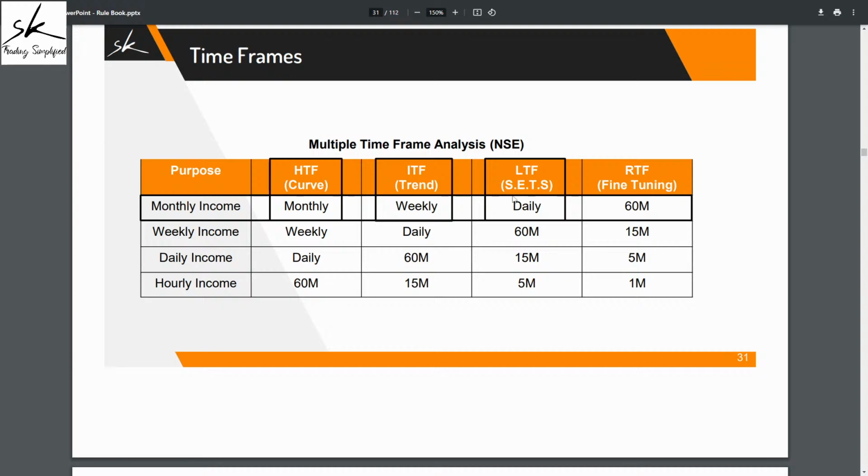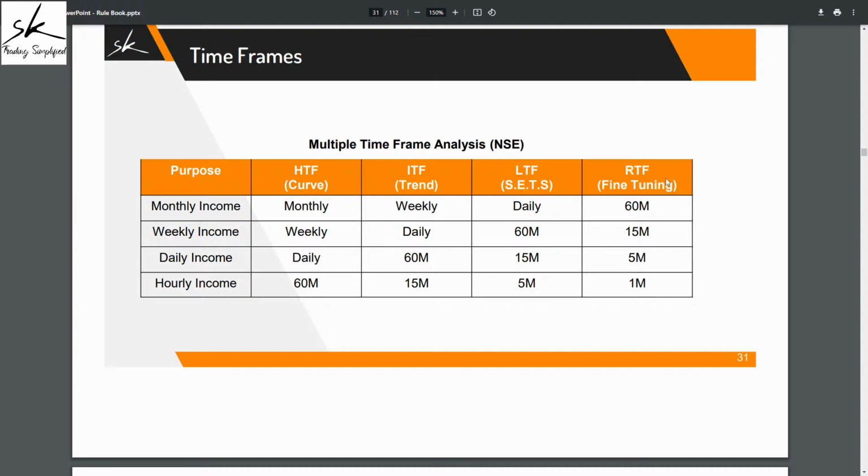SETS stands for stop loss, entry, target, and size. And in case we need to use the refining time frame, then our refining time frame will be the 60 minutes chart, which can be used for multiple purposes like fine tuning the zone, type 2 type 3 entries, or maybe if I want to apply some additional rules, that is also where this time frame can help us.